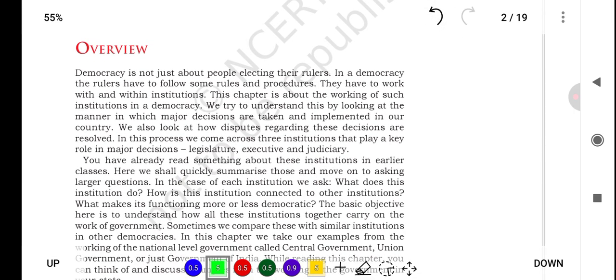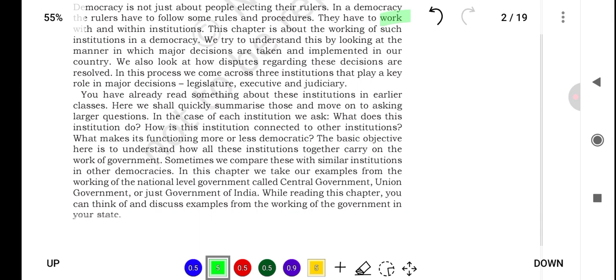Democracy is not just about people electing their rulers. In a democracy, the rulers have to follow some rules and procedures. They have to work with and within institutions. This chapter is about the working of such institutions in a democracy. We try to understand this by looking at the manner in which major decisions are taken and implemented in our country. We also look at how disputes regarding these decisions are resolved.